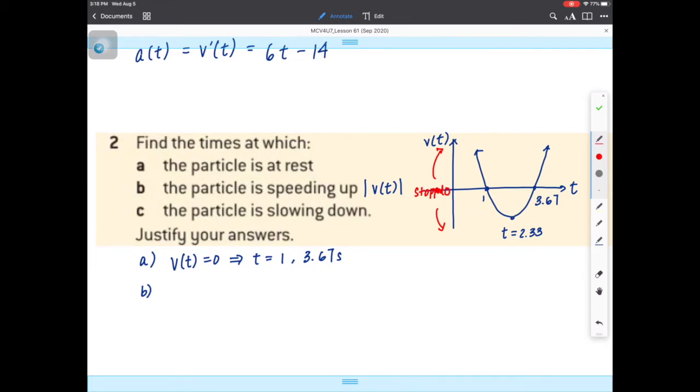So let's see. When we are from 0 to 1, the graph is coming towards the time axis. That means it's slowing down. Between 1 and the vertex, it's going away from the axis. So this is a speed up. So using the same logic, it's speeding up in this portion as well. But we can mark down these time intervals, or time is greater than 3.67.